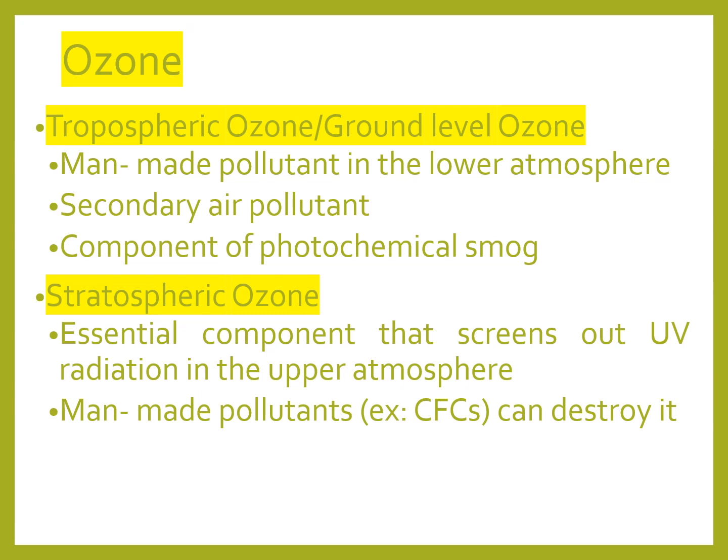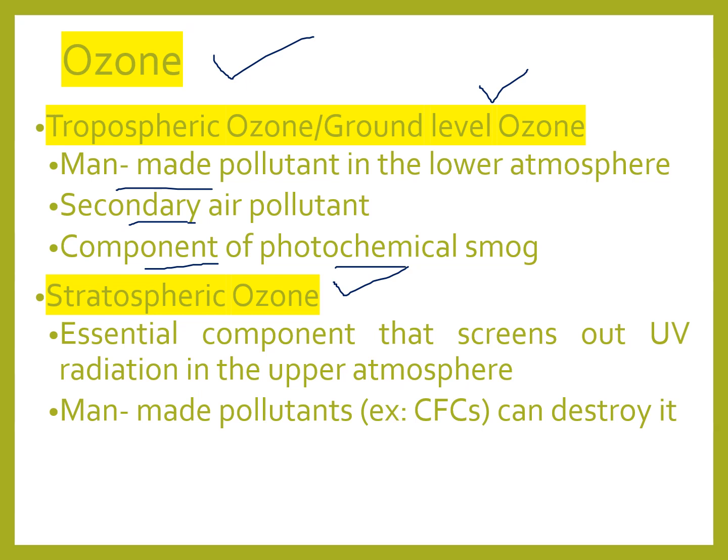So the next pollutant is ozone. There are two types of ozone present in the atmosphere. First is tropospheric ozone, which is termed ground level ozone. Ground level ozone is considered a pollutant, and it is a man-made, secondary pollutant, formed due to reactions involving oxygen molecules. A component of it is photochemical smog. So basically it's a secondary pollutant.